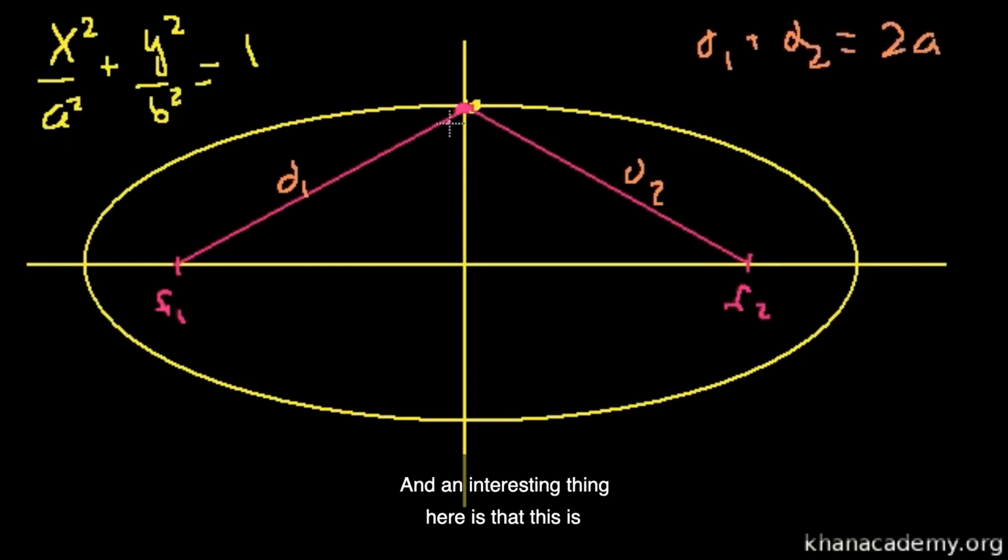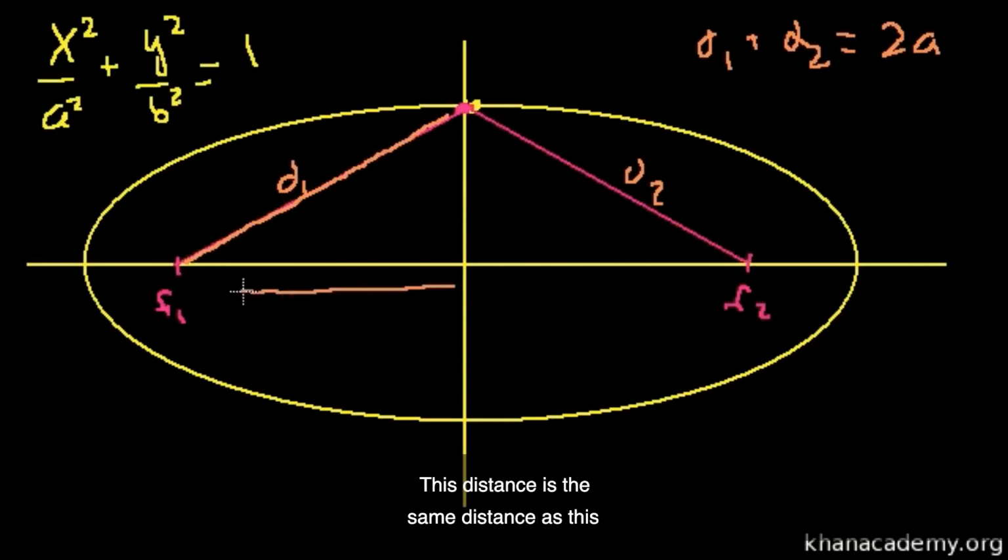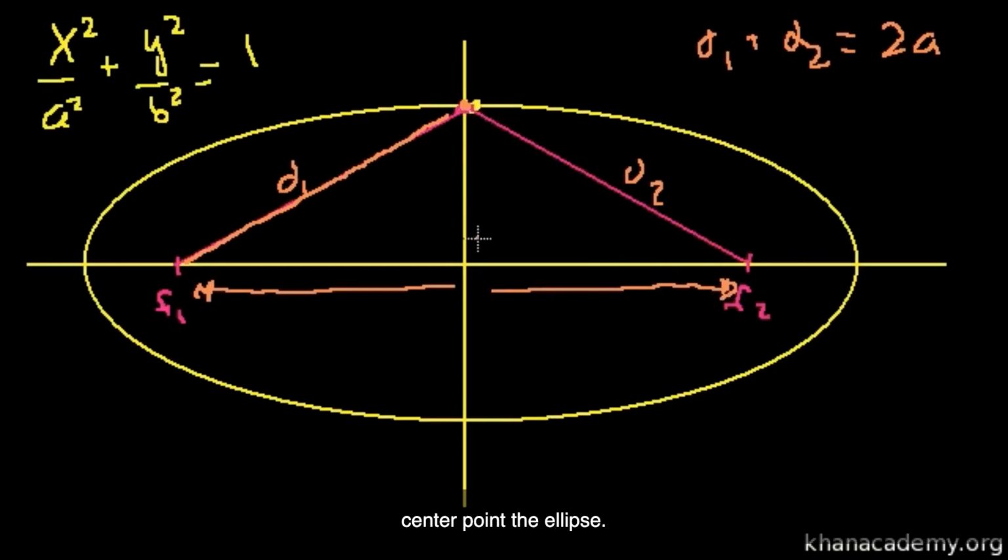Now, an interesting thing here is that this is all symmetric, right? D1 is going to be the same as D2 because everything we're doing is symmetric. These two focal lengths are symmetric. This distance is the same as this distance right there. So D1 and D2 have to be the same. This is the exact center point of the ellipse. This ellipse is symmetric around the y-axis. So if D1 is equal to D2 and that equals 2a, then we know that this has to be equal to a and this has to be equal to a. Fair enough. I think we're making progress.